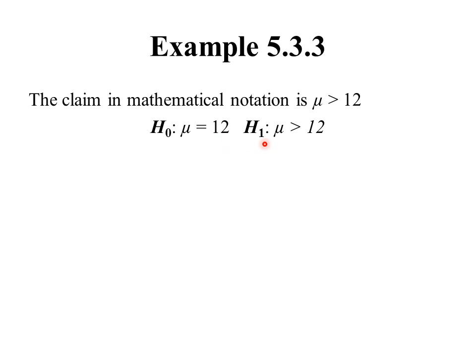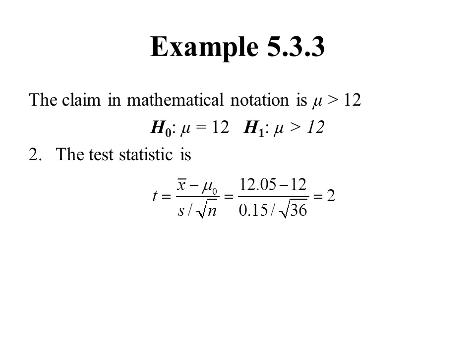The alternative hypothesis can be that mu is greater than 12, which is the same as our claim. It's also the statement that's supported by the data, because in our data, our sample mean is bigger than 12. That suggests that our population mean is greater than 12. So there's our null and alternative hypotheses.